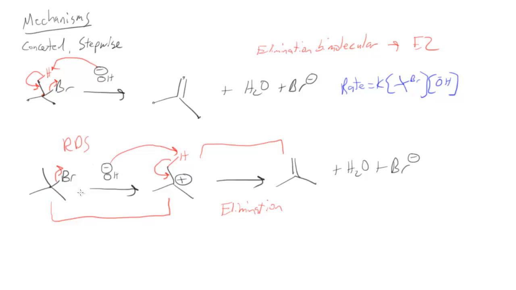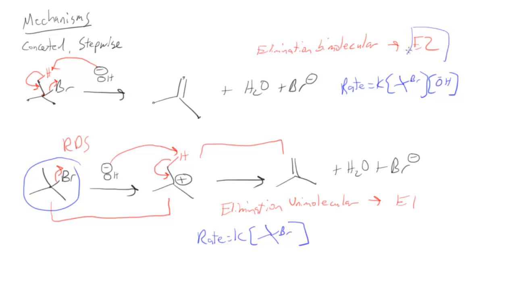So what molecules are involved in the slow step? Only the alkyl halide. So it's an elimination unimolecular, or E1. And again, you can write the rate law for this. Rate equals k times, now only the alkyl halide is involved in the rate determining step. So those are our two reactions: E2, elimination bimolecular, and E1, elimination unimolecular.